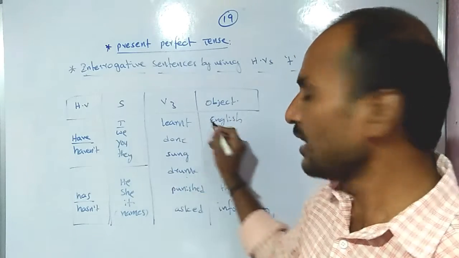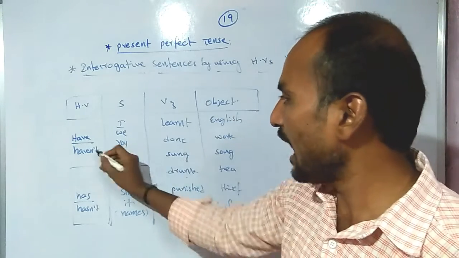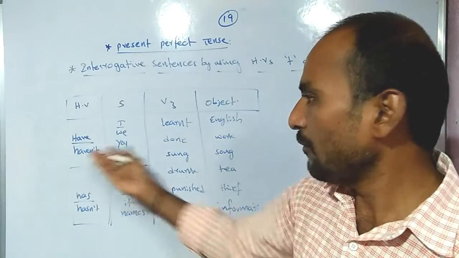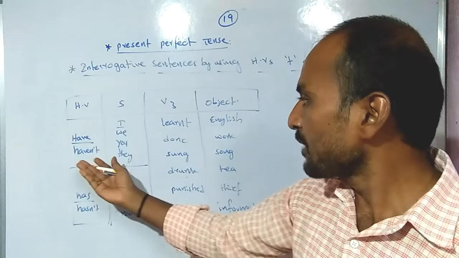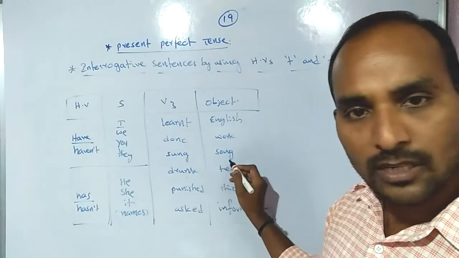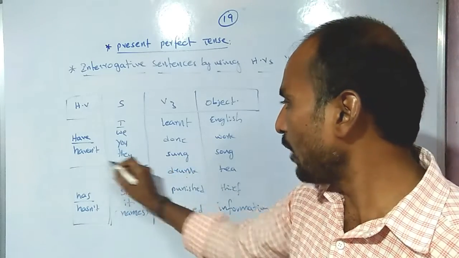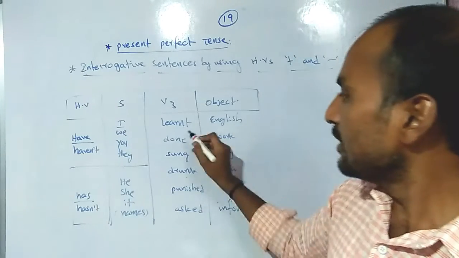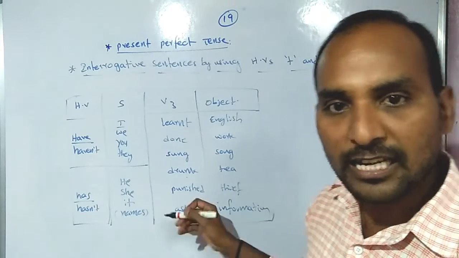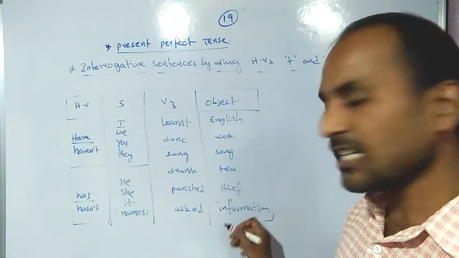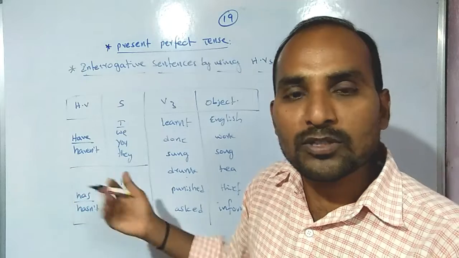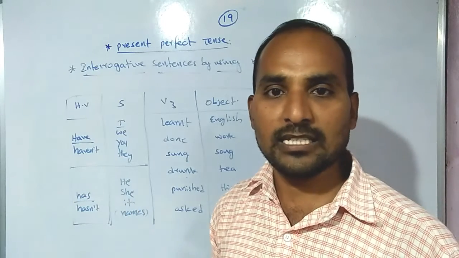So have I learned English? Haven't I learned English? So have we done work? Haven't we done work? And have you sung song? Haven't you sung song? Have they drunk tea? Haven't they drunk tea? Has he punished thief? Hasn't he punished thief? Has it asked information? Hasn't it asked information? So like that we can frame positive sentences and negative sentences.